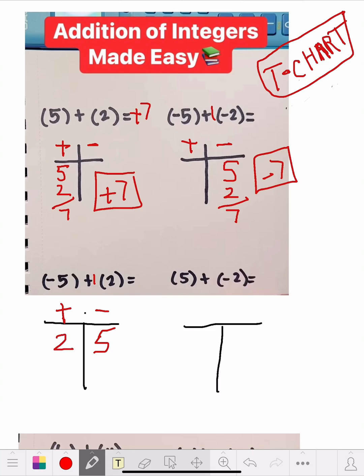Okay, now what's the difference? Let's see. The negative team won, so we know the answer is going to be a negative. So we can put the negative there. And how much did they win by? They won by 3. So the score was negative 3. Okay, so the negative team won. Okay, let's go to the next one.